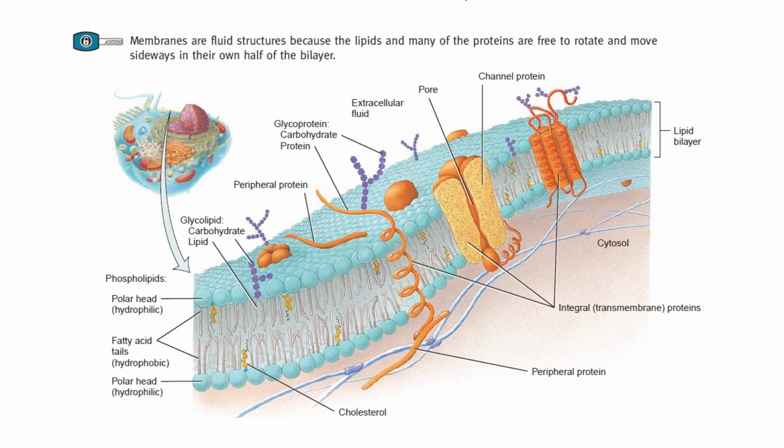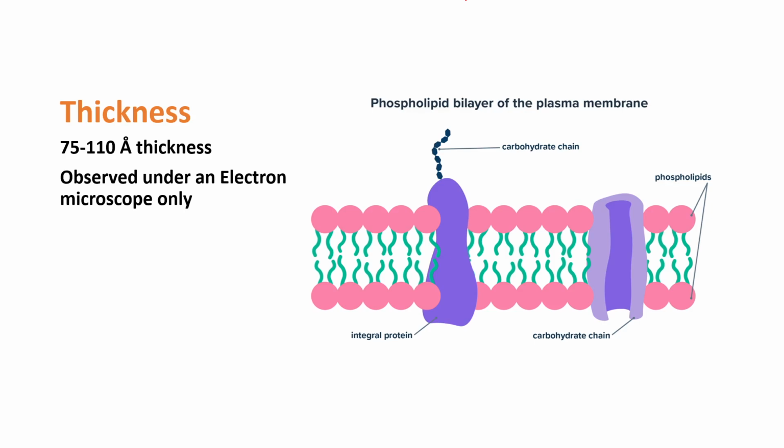So the thickness of this plasma membrane is about 75 to 100 angstrom. Then this plasma membrane can only be observed under an electron microscope. Then chemical composition of plasma membrane. The plasma membrane contains lipids, proteins and carbohydrates.